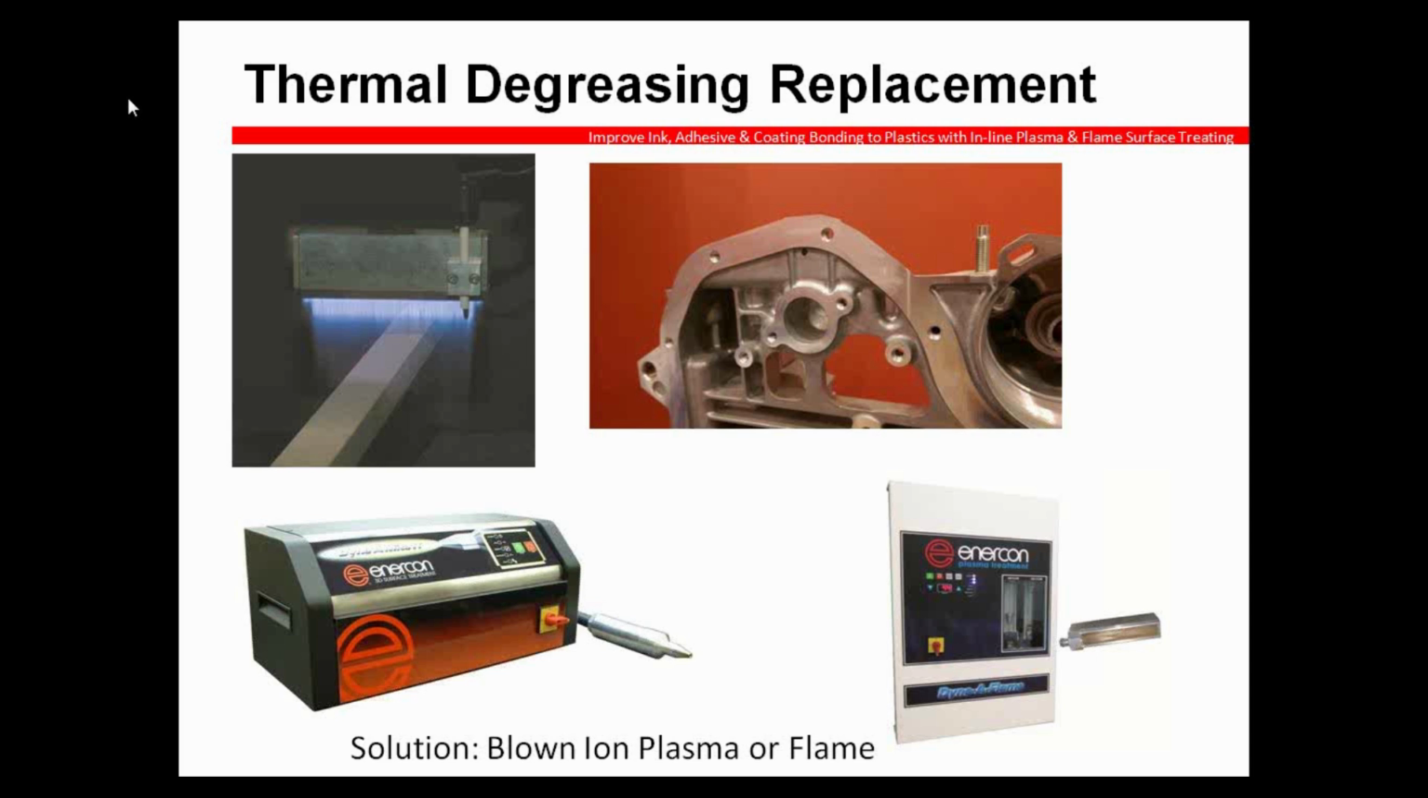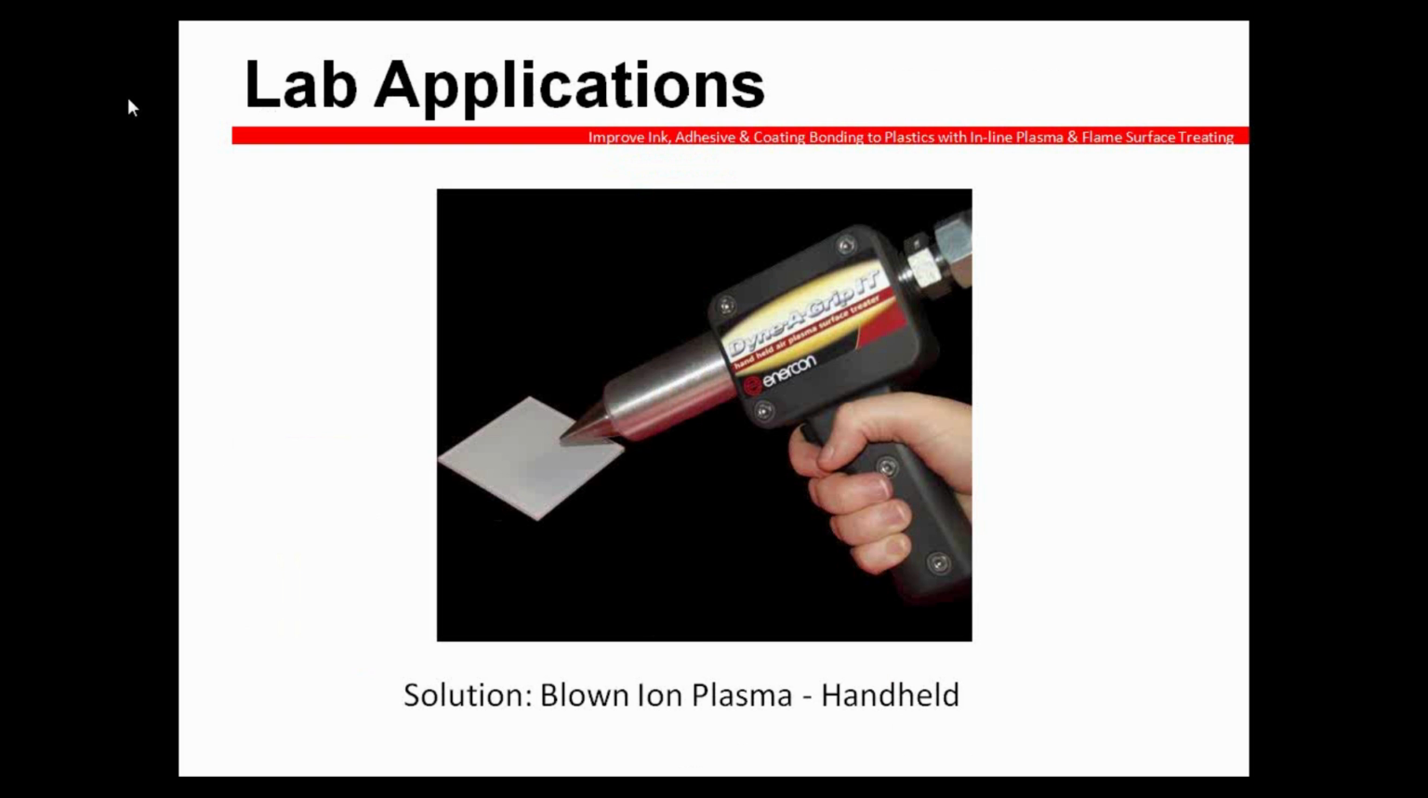Both the blown ion plasma and the flame plasma are both really good alternatives to inexpensive, costly, time-consuming thermal degreasing ovens. We've actually seen this more and more. Our customers have been able to literally replace equipment that can take up an entire room with a very small footprint flame treater. And by no means are we limited by a certain type of profile either, because of the versatility in the different systems.